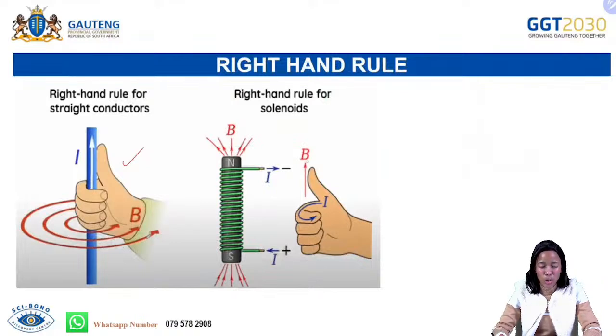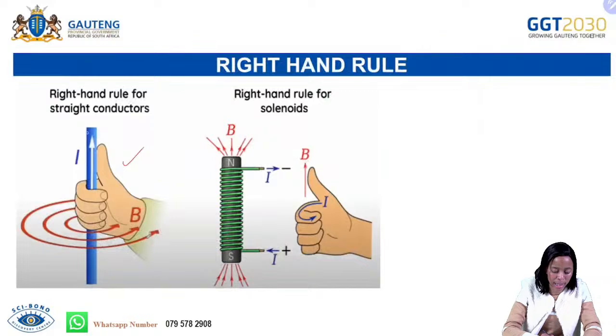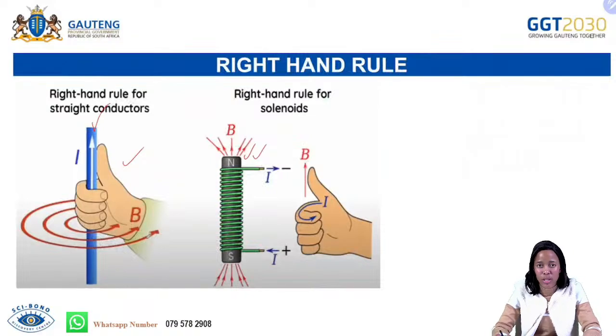Okay. So just to summarize again, we have a straight conductor. A straight conductor is a wire that is not curled, which is this one here. And then we also have a solenoid, which is a wire that is curled.